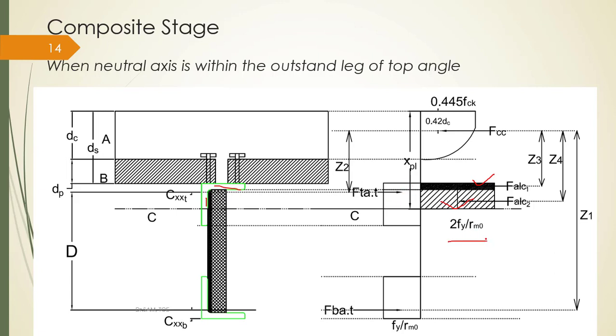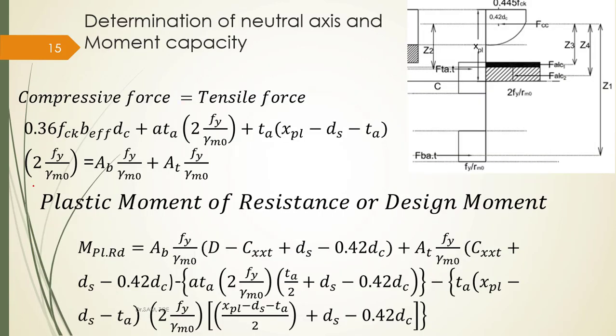Therefore, the stress in compression becomes 2 times. This is the area in the thickness of the portion, and this is the force due to the area of the outstand above the neutral axis. With this, I calculate the neutral axis by equating the compressive force to the tensile force. By equating, I get the value of XPL, and taking this XPL, I calculate the moment of resistance as I explained in the earlier case.